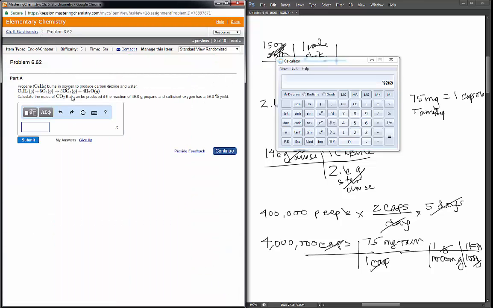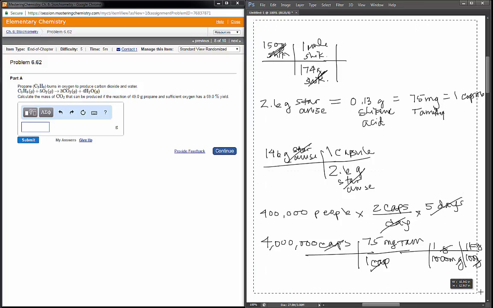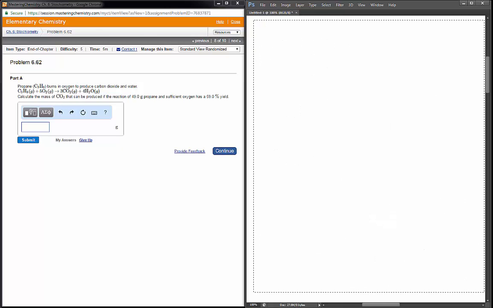For this next question, they want to know the mass of CO2 that can be produced by the reaction of 49 grams of propane if you have a 59% yield. So percent yield is not that difficult. In fact, this is something that you do every single time you do an assignment or you take a test. It's exactly what you would expect. There's a little formula, and I think this will make sense once you see it.